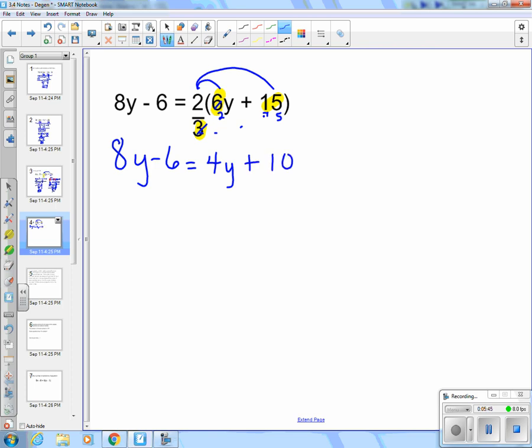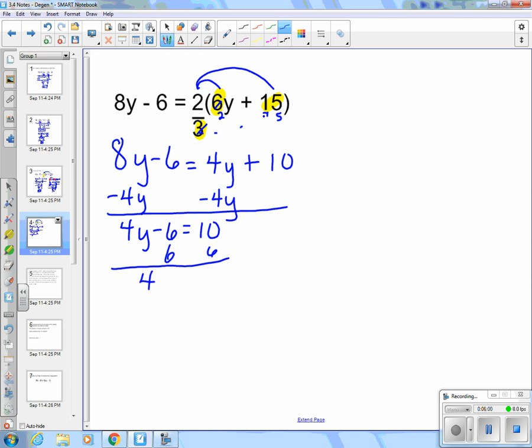And now we have an equation with variables on both sides. Again, I would start out with subtracting the 4y on both sides. 4y minus 6 equals 10. Add the 6 on both sides and have 4y is equal to 16. And then we can divide by 4 on both sides and have y equal to a positive 4.